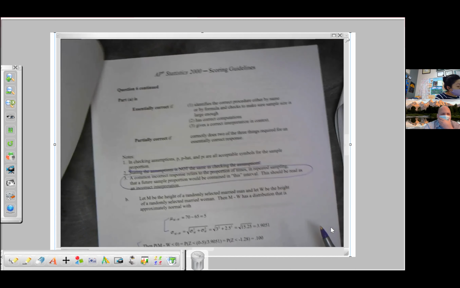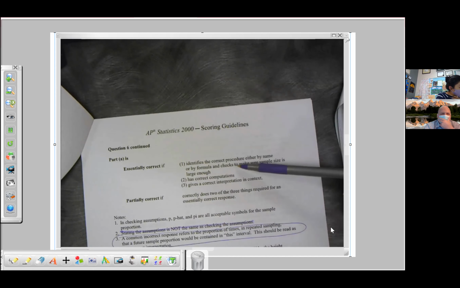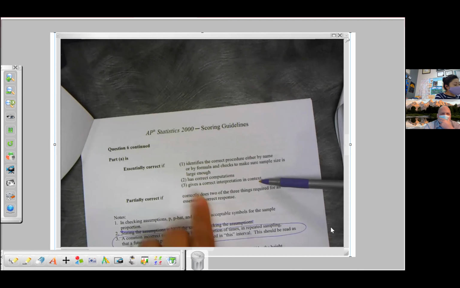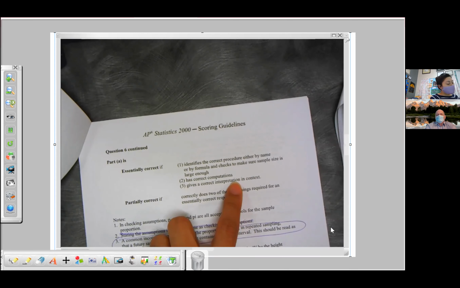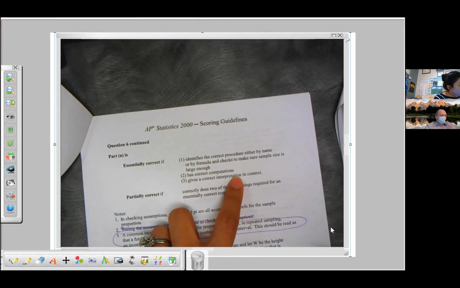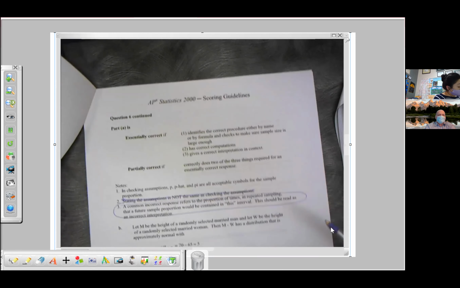So they made a note that as long as you had the right formula, you did all the conditions, you did the correct computations, and you gave the correct interpretation in context. And Mr. Spencer talked about that. Even if they don't ask it, we're always giving the interpretation in context. It's always going to be part of that grading rubric. So if you did all of those parts, you got your full E. If you missed one of the 4 parts, that could get you partially correct for part A.